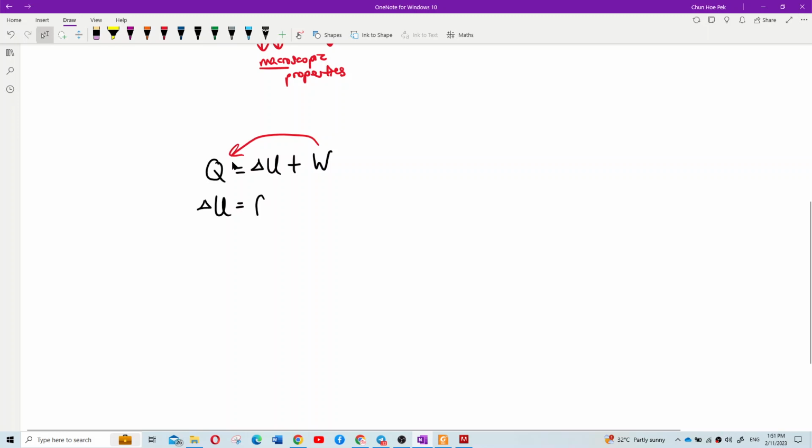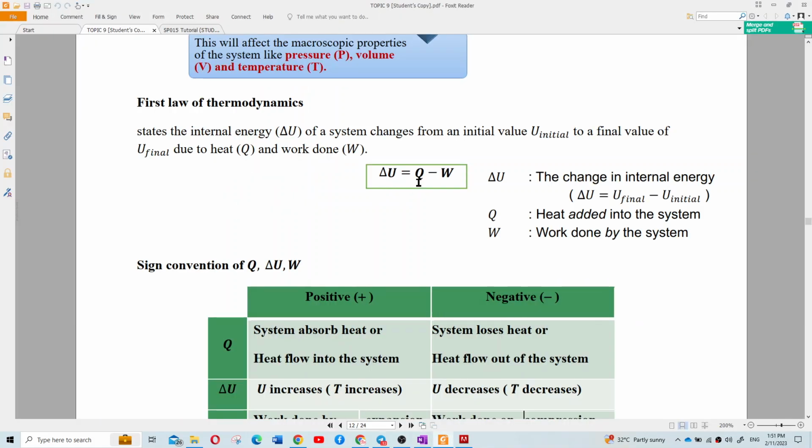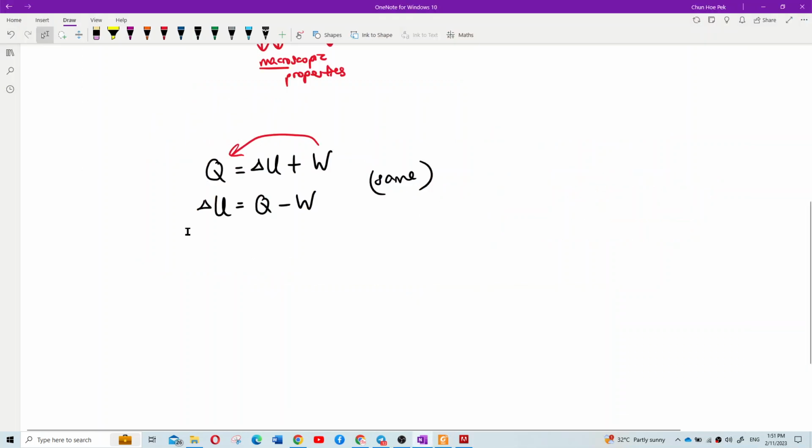So it becomes Q minus W. It's the same, isn't it? Class, it's the same, right? See? Delta U equals Q minus W.